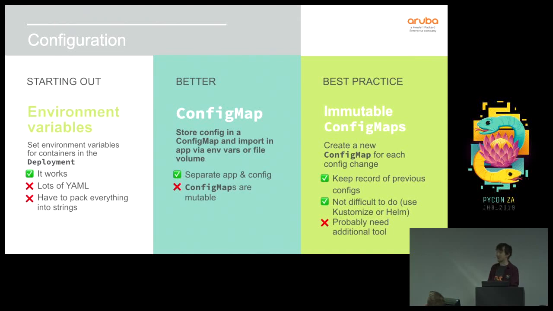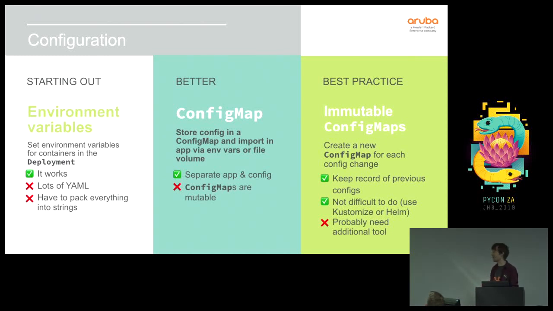Better is Kubernetes has this contract called a config map, so you store config in this thing called a config map that we spoke about earlier with the Nginx stuff, and then you can import the config in a config map using either environment variables or you can mount it as files in a volume in that container. And it's kind of cool, you can separate your app and config. The big gotcha with config maps is that they are mutable, so you can change them and then the config in your running container will change, and whether your app picks it up or not, who knows.